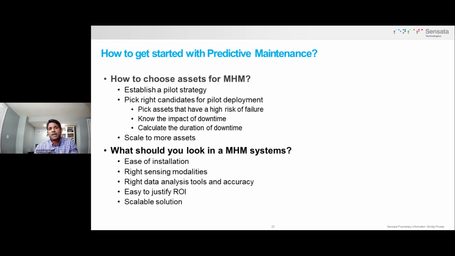It should be easy to justify ROI. It should not cost you an arm and a leg to implement a solution. Think about ROI being in months or days rather than looking at years to pay back for the solution. And the last thing is it should be a scalable solution. It should not require additional infrastructure to implement one sensor versus 1,000 sensors. Those are the critical things you should consider when looking into a machine health monitoring system.